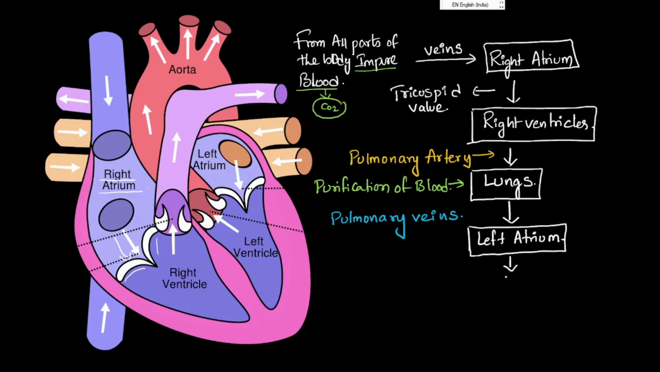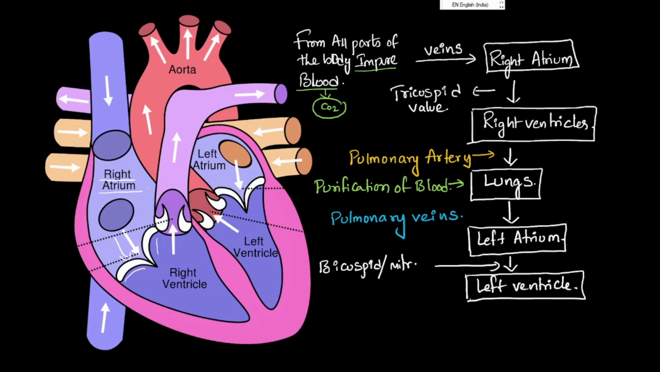Now from the left atrium, blood will flow into the left ventricle, students. This is the left atrium, this is the left ventricle. What is the valve present here? The bicuspid or mitral valve, as we call it. The valve present is the bicuspid as well as the mitral valve. While you are going through this, see the picture and read, students.